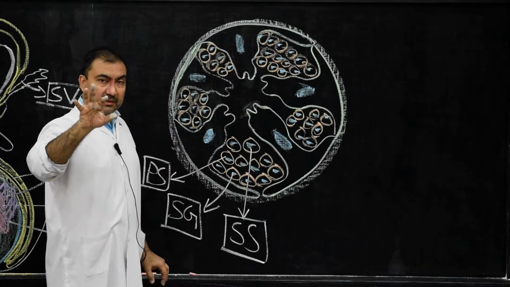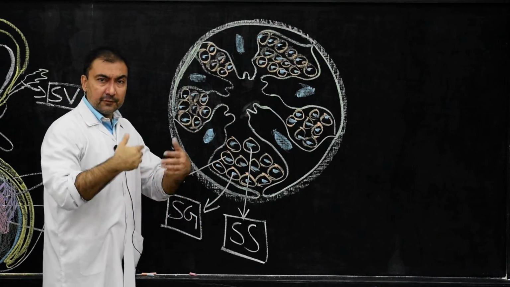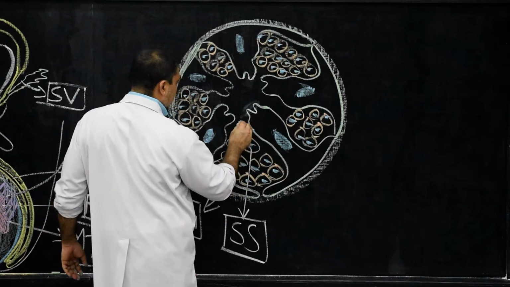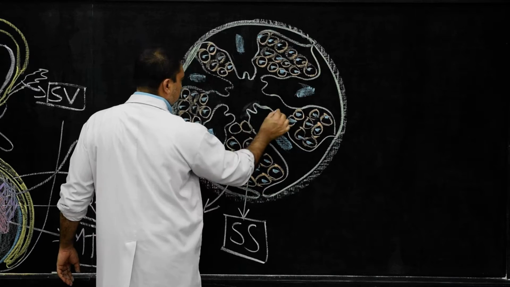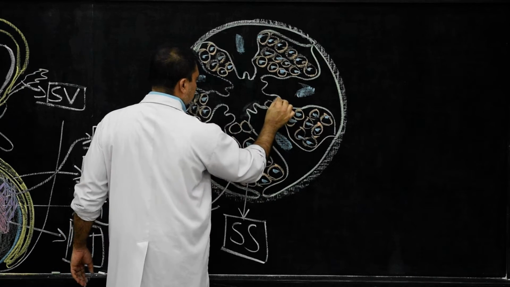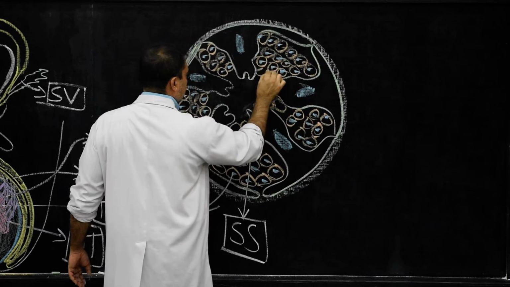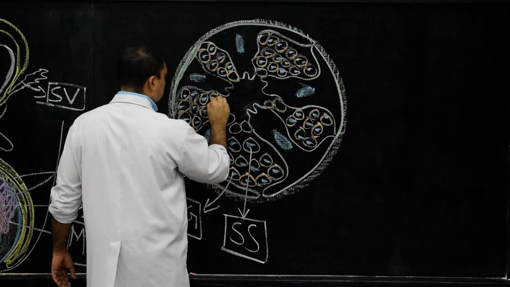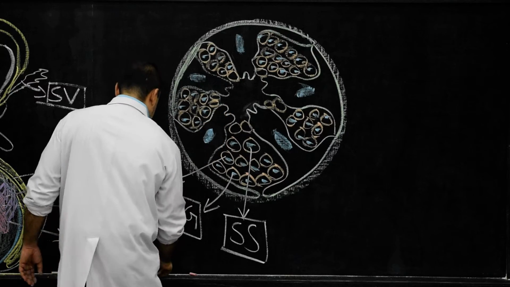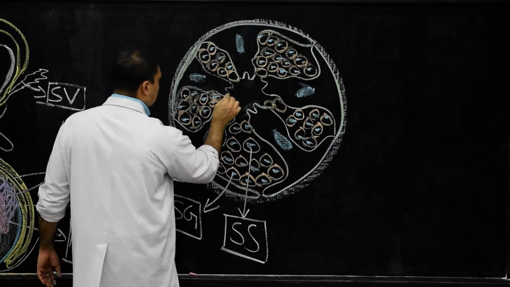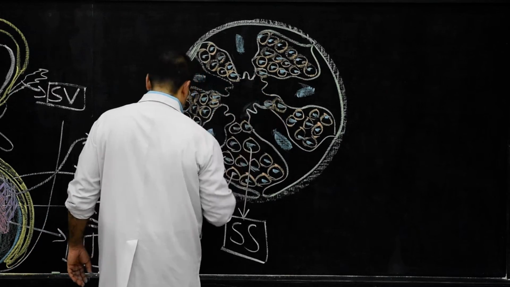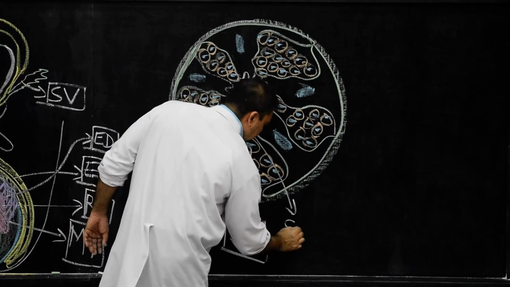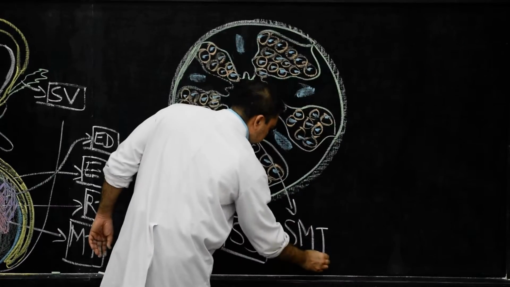Now the innermost region. The innermost region will constitute the cells which are derived from secondary spermatocytes, that means spermatids. So here we are going to draw spermatids. These are the spermatids which I am drawing. This is the innermost layer. After drawing the spermatids, we put the nuclei inside, and here we will mention them as spermatids.